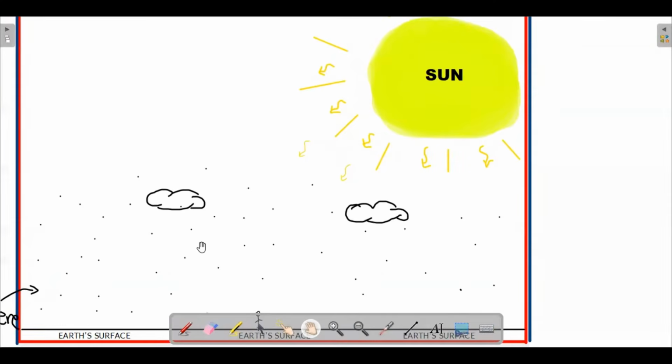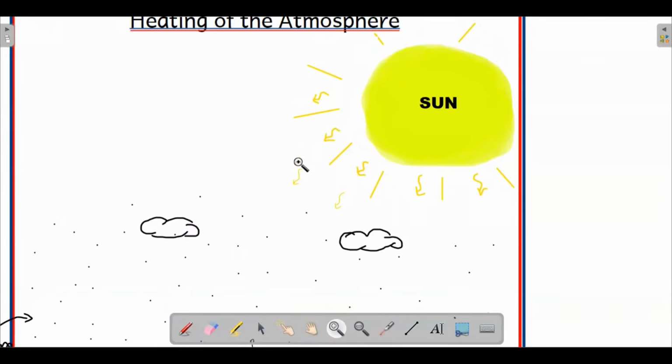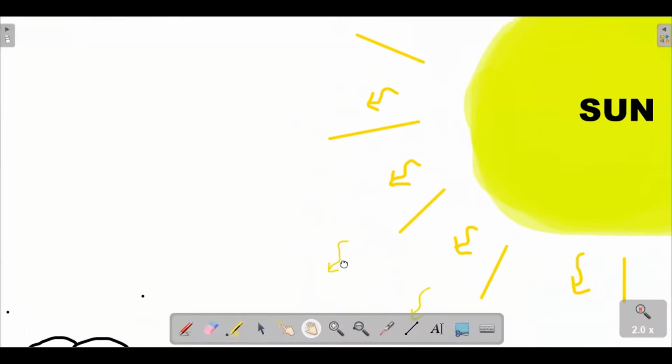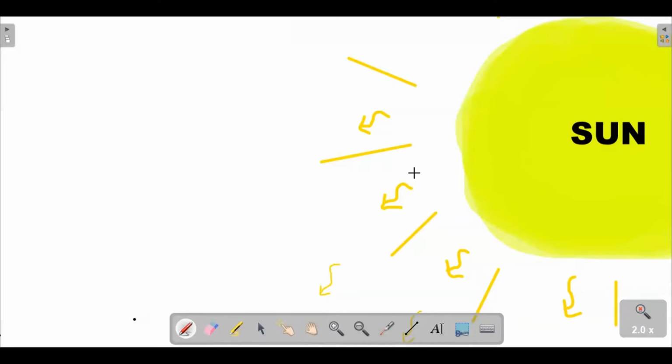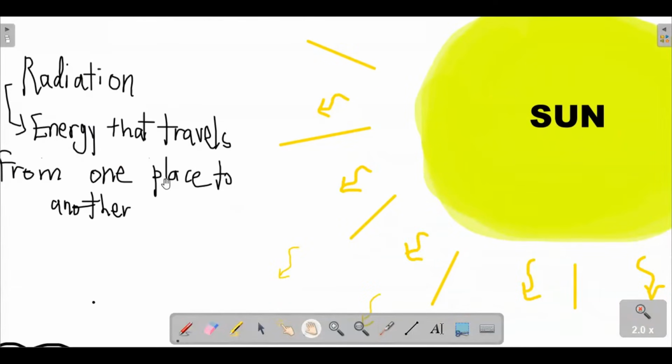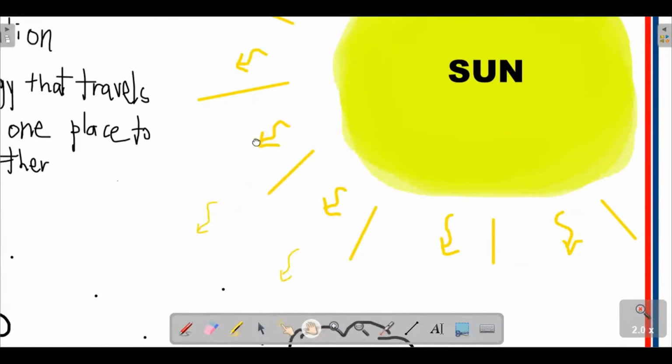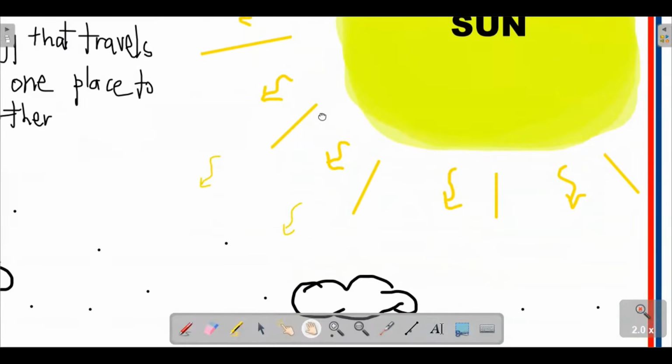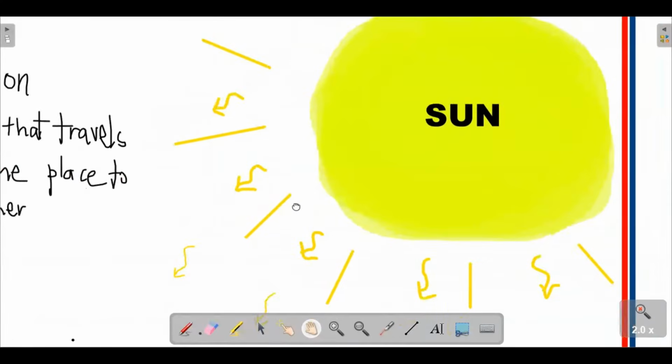Now, as we all know, and as we've discussed in the previous lessons, we said that the sun releases this energy, or emits. Okay, they use the word emit, that means to release. So the sun over here, it emits this energy. Okay, that energy, we called it what? We called it radiation, right? So radiation alone is simply energy that travels from one place to another. And talking actually about that, the sun releases radiation, okay? So the sun over here releases this energy, okay? And this energy is what we call radiation, right?